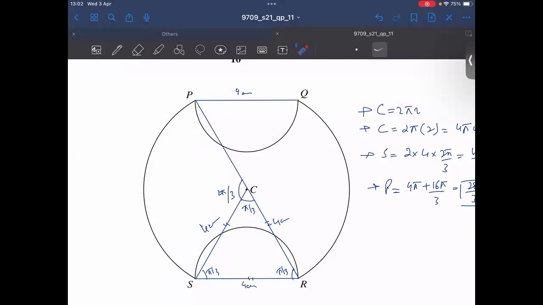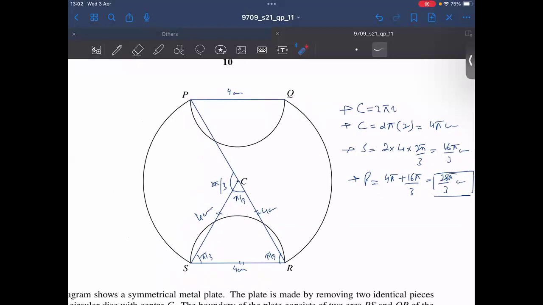How come you would add the diameters? So if you look at the boundary of the plate, Iman, it doesn't just have a... look at that. What are the lengths forming the boundary?